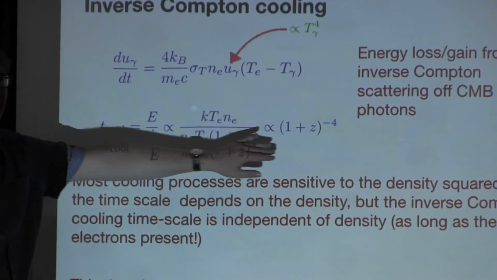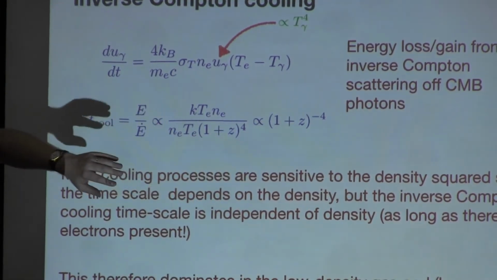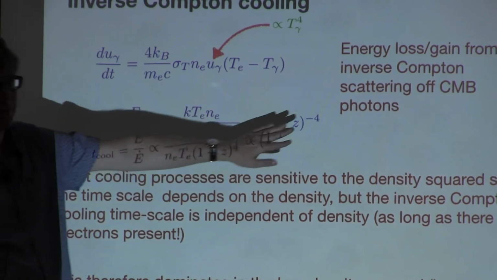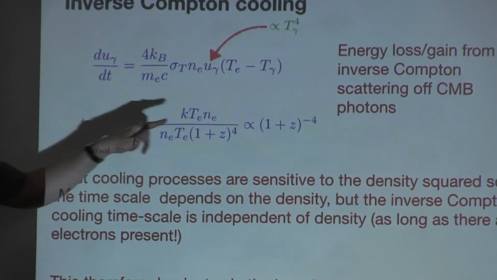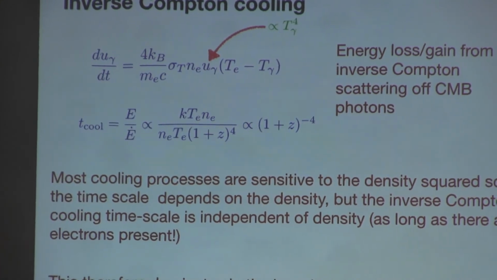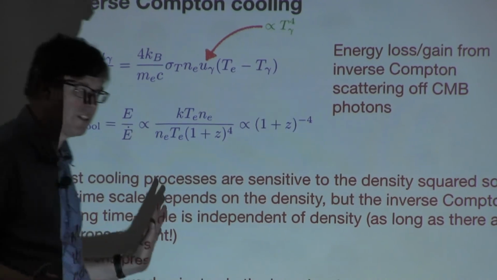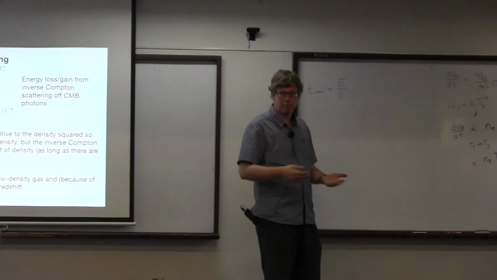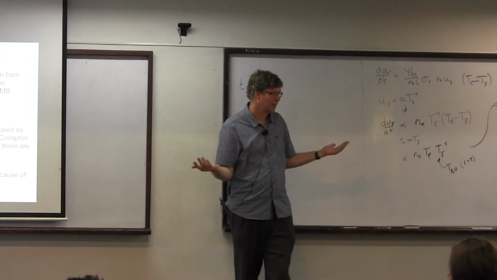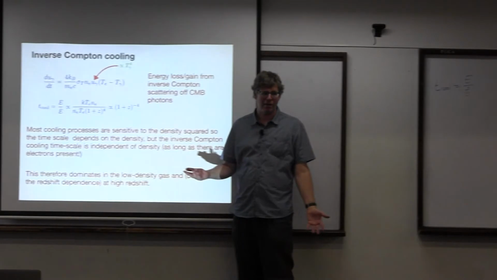And you see the cooling time goes as 1 plus z to the minus 4 power. So it's much, much shorter at high redshift. And it's independent of density. As long as you have electrons, this cooling doesn't care about the time it takes to cool the gas down from 10 to the 4 to 10 to the 3 Kelvin. It's independent of density. It doesn't care about density.